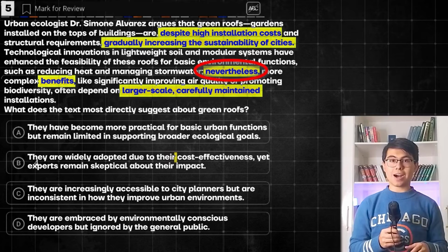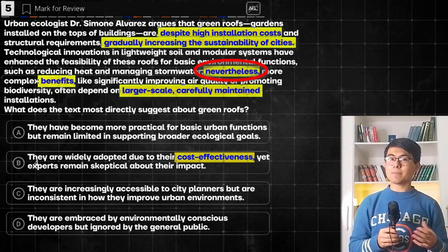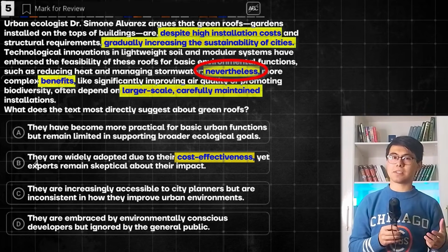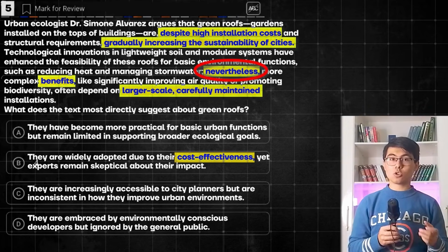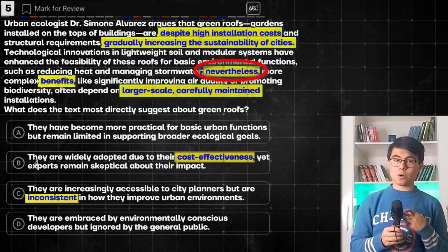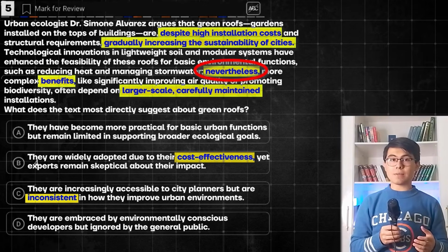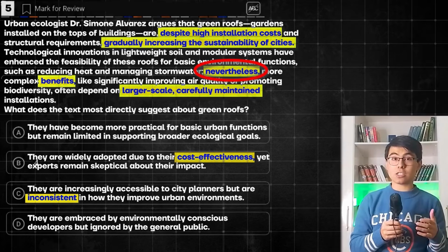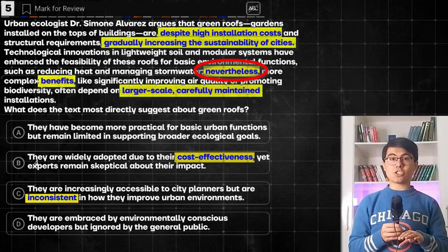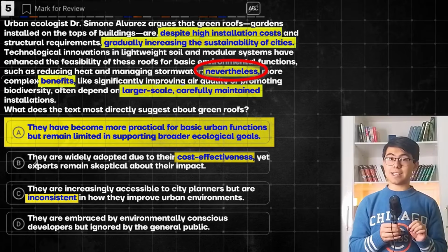Widely adopted due to cost effectiveness. Text mentions high costs, but not cost effectiveness though, so that's why B is wrong. Choice C, increasingly accessible but inconsistent. Well, it's too vague, so C is wrong. Choice D, embraced by developers but ignored by public. Well, it's not even mentioned in the passage at all, so D is wrong. So only choice A matches exactly what the passage directly says.